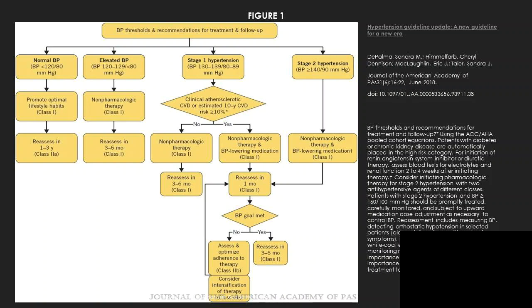Stage 2 hypertension is blood pressure greater than 140 over 90. And again, we put them on a blood pressure lowering medication and always non-pharmacologic treatment as well, reassess in a month, and then follow the algorithm down again. You might want to take a screenshot of this or notes or whatever will help you and come back and look at this again later. This is an important component.